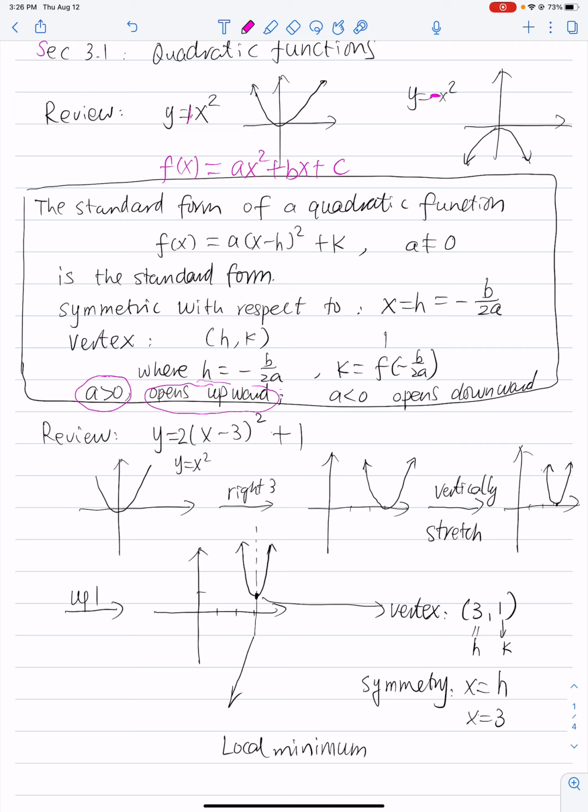And the (h, k) here is called the vertex. Where is the vertex? It's actually these points. Okay, so this is called the vertex. And it's also called what? Local maximum or local minimum. And for the first one, this is a local minimum, and this one is a local maximum. Okay.